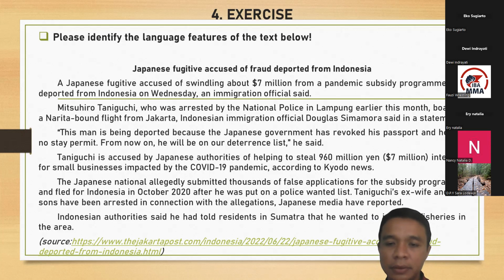And false applications is present tense because it was with s. And program and the rest are also considered. Okay, thank you, Dewi. I think that's all. And for the remnant will become your homework. The other language features about reporting verbs, action verbs, and adverbs will become your homework.